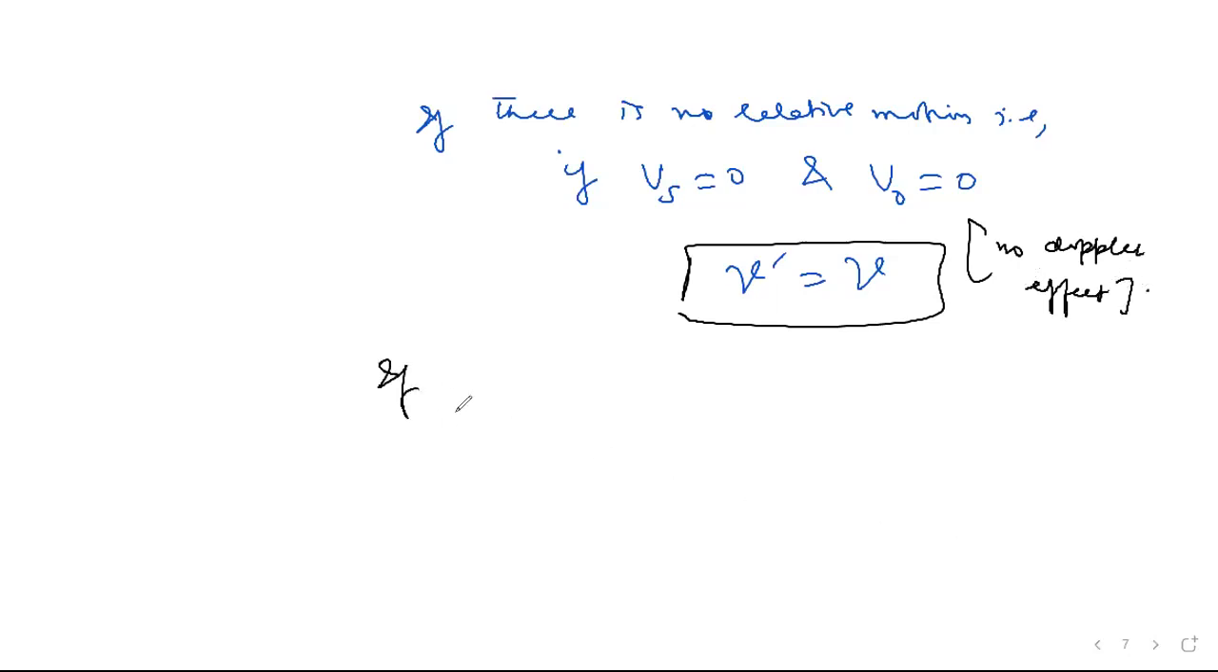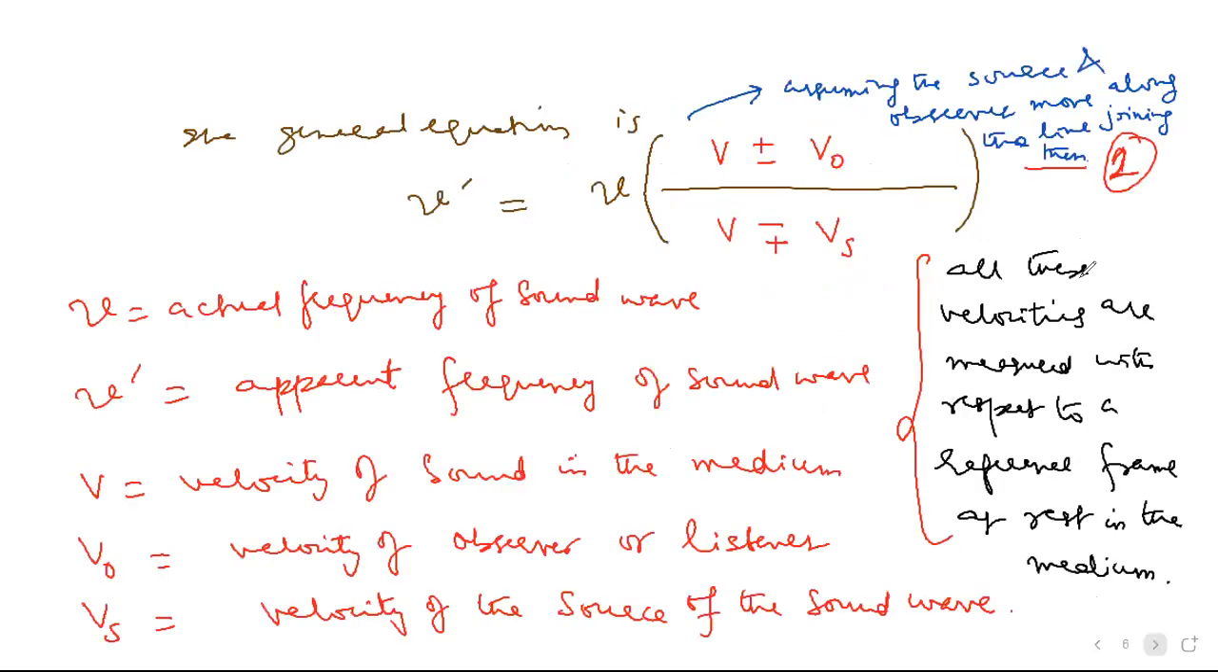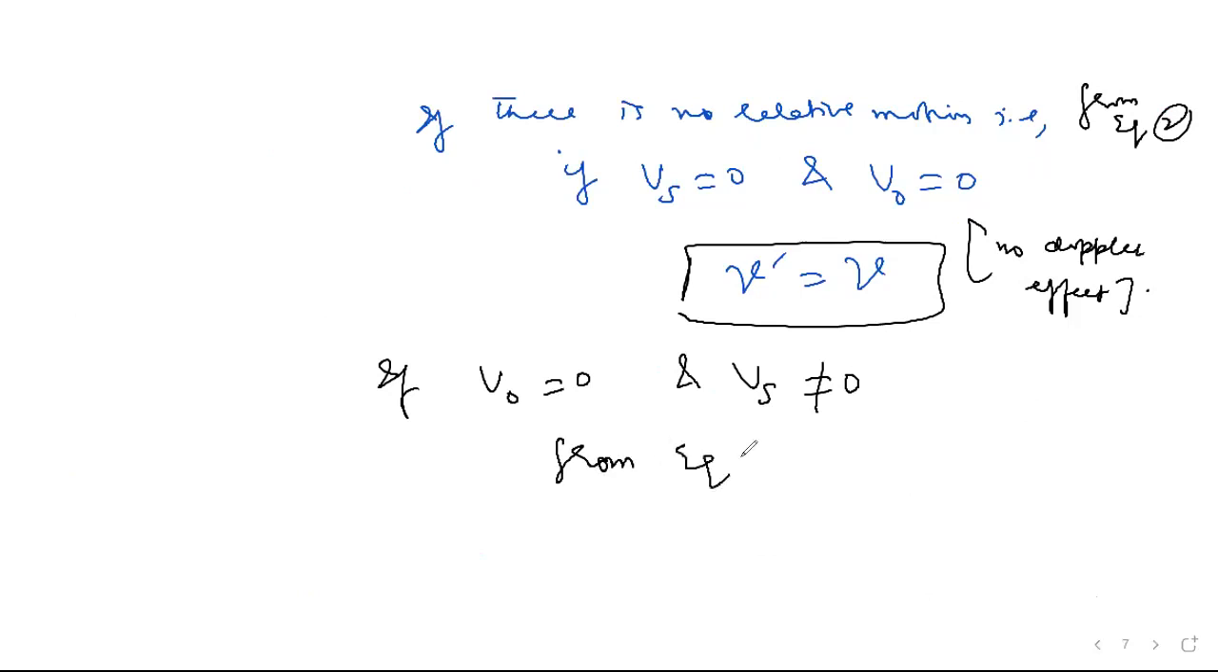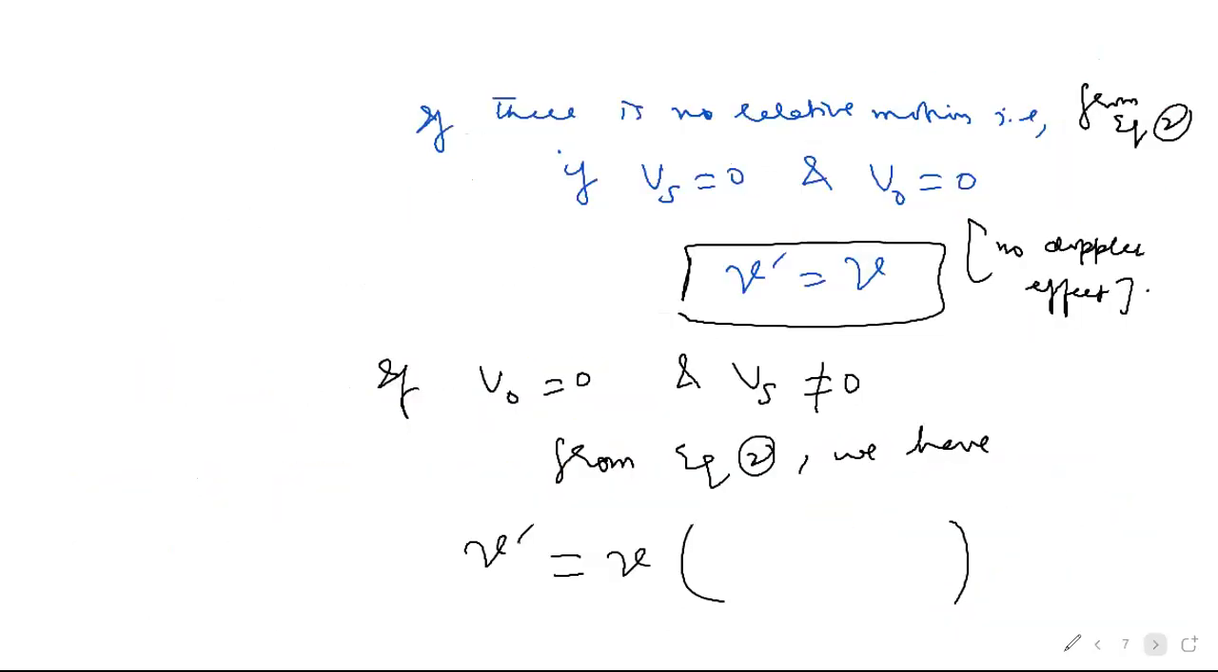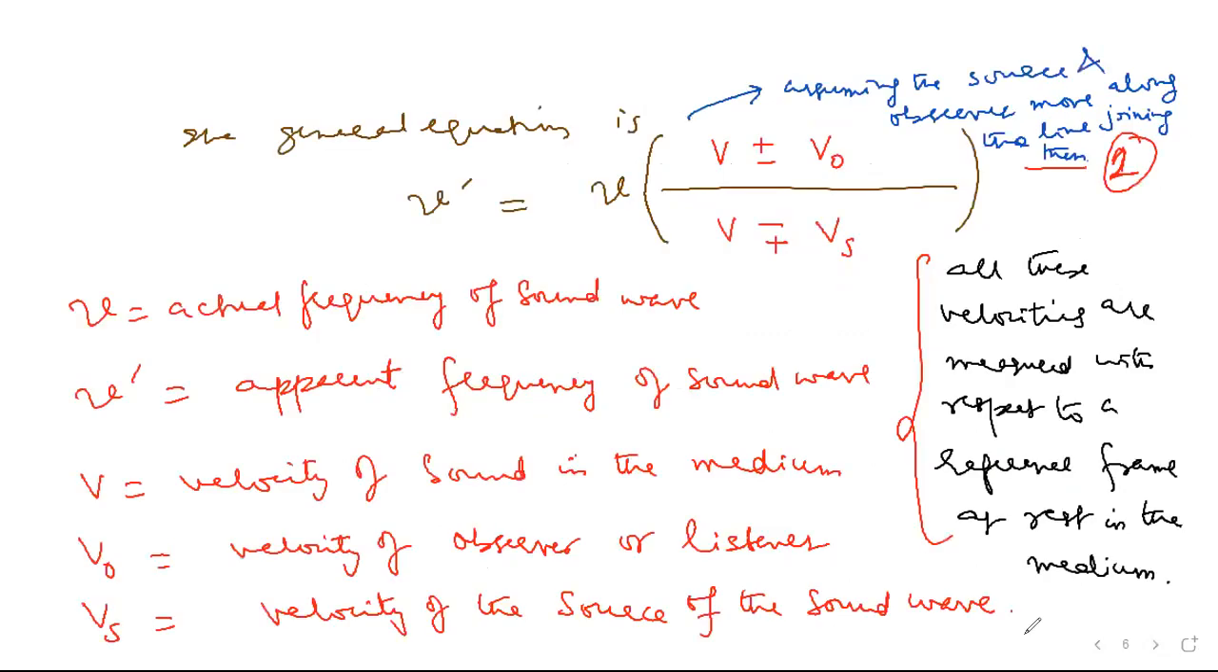Now, if Vo is 0 and Vs is not equal to 0, that means the source is moving and the observer is at rest. Then from equation 2, which is our general equation, we have nu prime is equal to nu times what is inside the bracket: V plus minus Vo over V minus plus Vs. Since Vo is 0, I have V over V minus plus Vs.